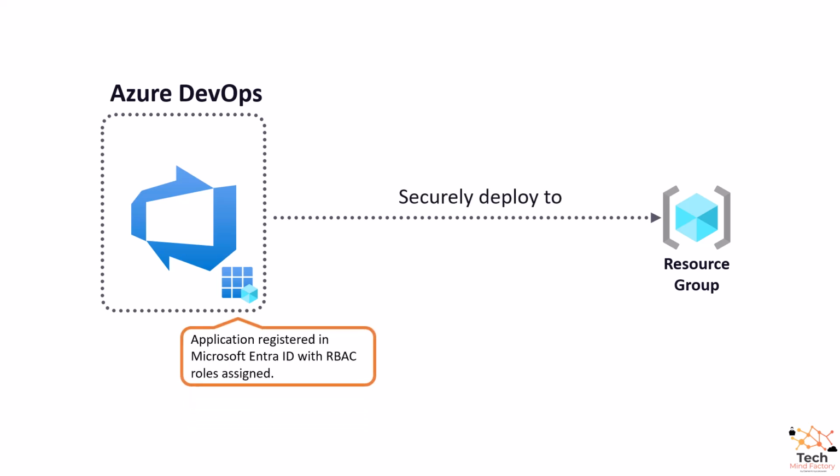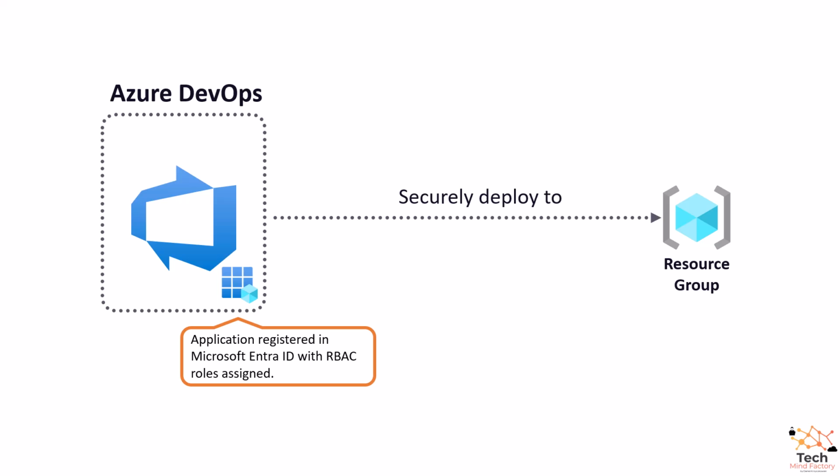another way to do it, we have an application registered in Microsoft Entra ID, again with RBAC role or roles assigned, and we can then securely deploy to the Azure cloud. So basically, the configuration is exactly the same. So it's your decision whether to use app registration or user-assigned managed identity. It depends on the level of permissions.